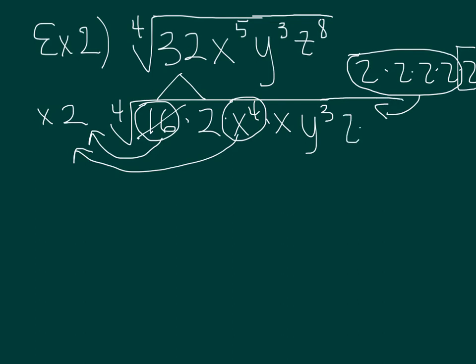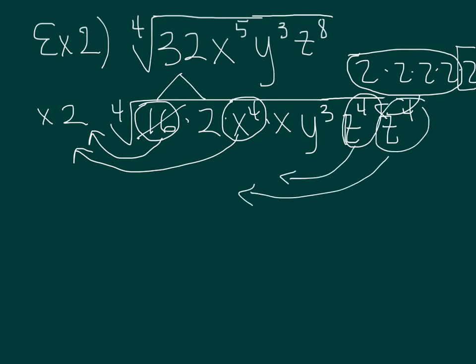Z to the 8th, however, I could break down to z to the 4th times z to the 4th. And that's two groupings of z to the 4th, which means, since it's the 4th root, that this z to the 4th can come out as a z, and this z to the 4th can come out as another z. So that's two z's sitting out here. So we have x times 2 times z times z. Sorry, this is really messy.